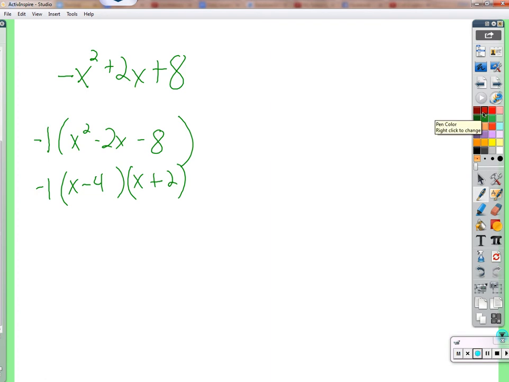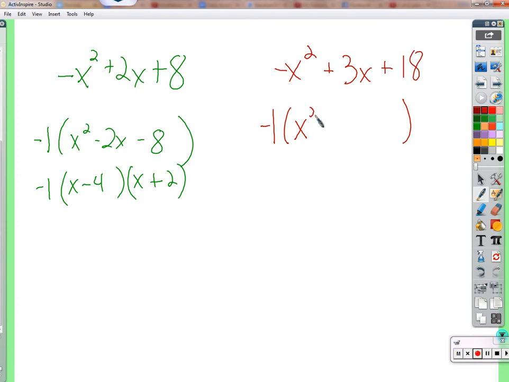Just for negative x squared plus 3x plus 18. Okay. You do that one from beginning to end. So the first thing we do is take that negative 1 out of every term and be left with what inside here?